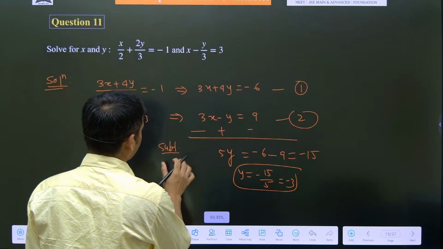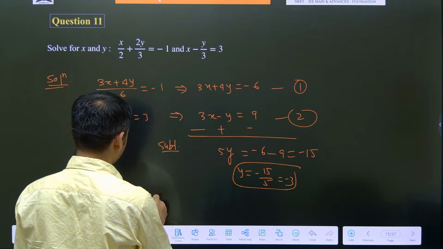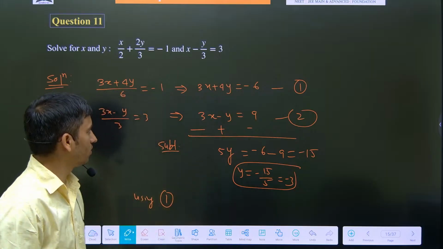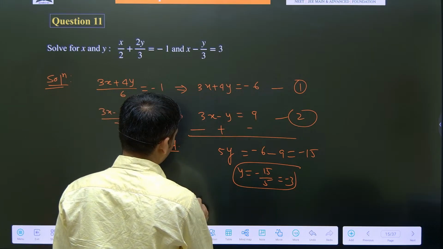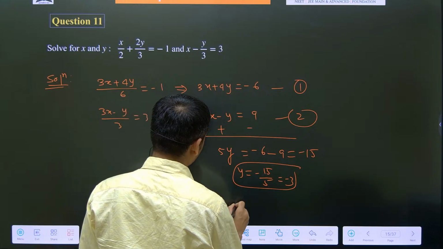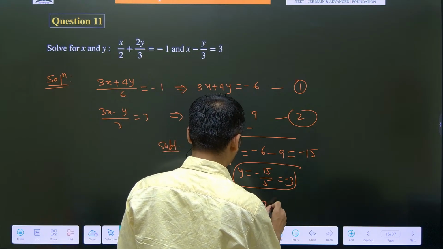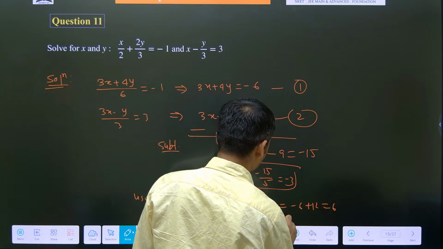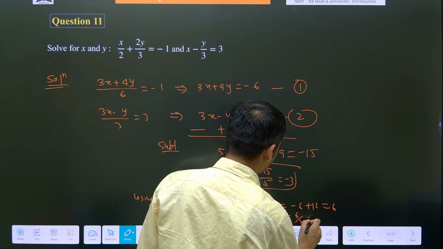Put them in any one of them, using 1 or 2, whichever looks easy for you. 3x minus 12 is equal to minus 6. That means 3x is minus 6 plus 12, 6, right? So x is 6 upon 3, 2.